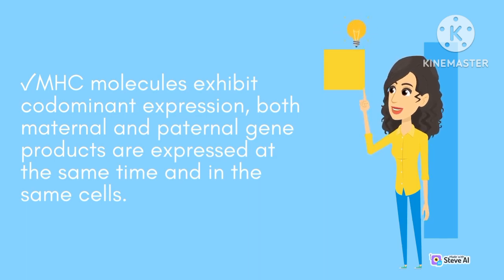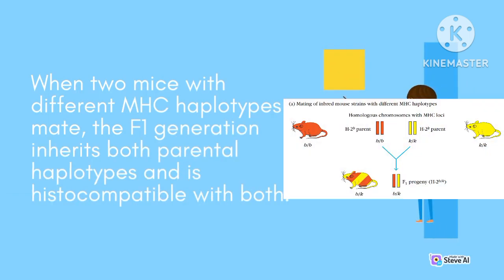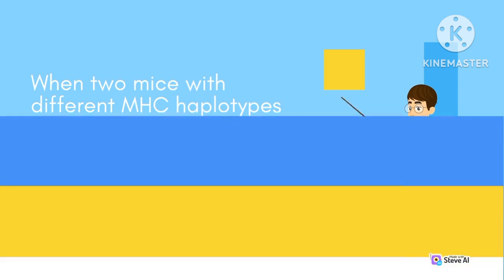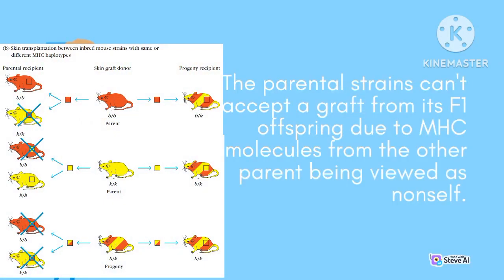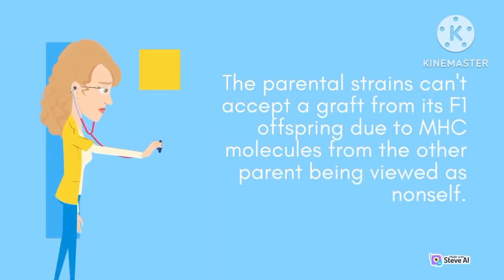When two mice with different MHC haplotypes mate, the F1 generation inherits both parental haplotypes and is histocompatible with both. The parental strains can't accept a graft from their F1 offspring due to MHC molecules from the other parent being viewed as non-self.